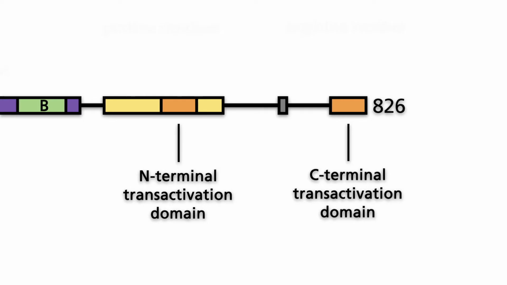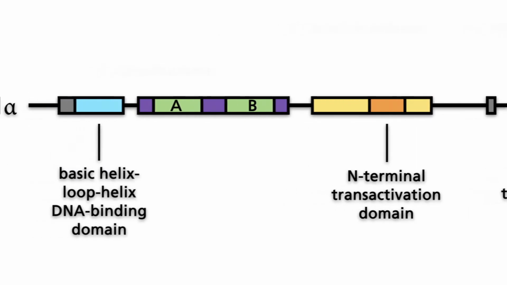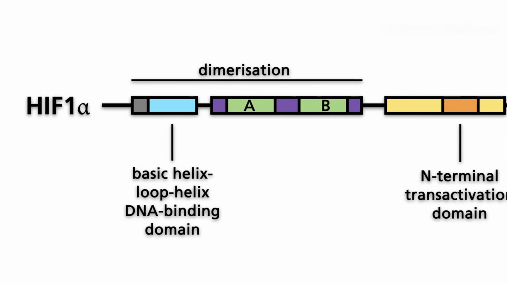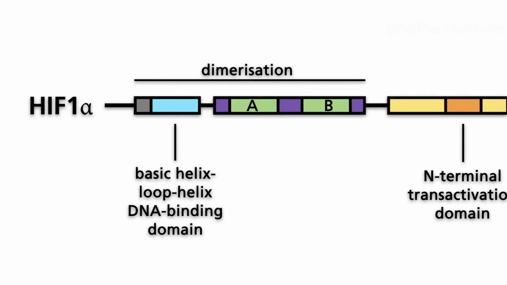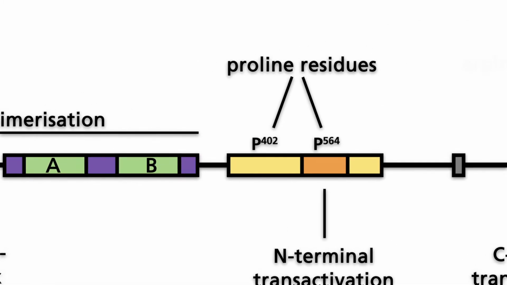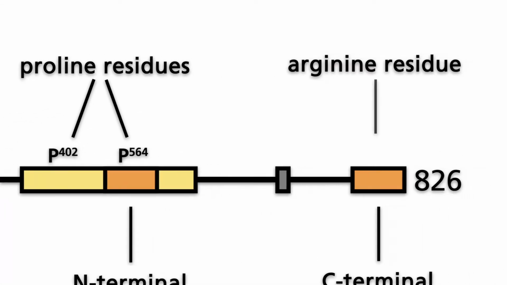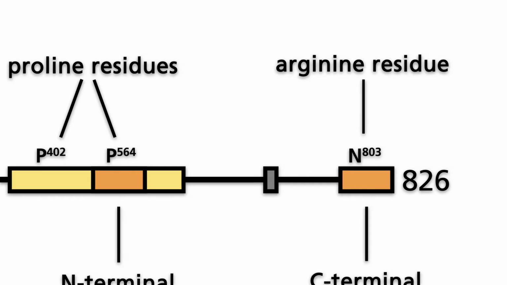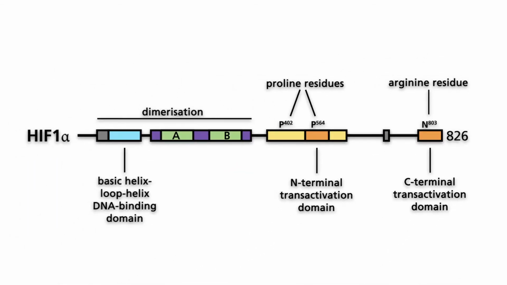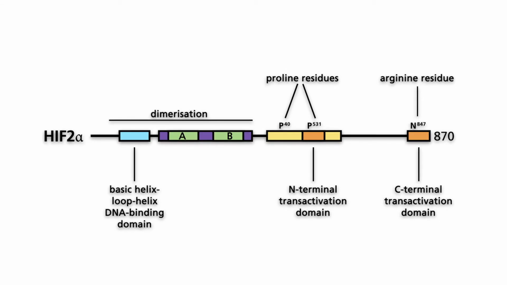In addition to the helix-loop-helix domain, an adjacent domain is essential for dimerization with an HIF beta subunit. The proline residues are crucial for protein stability, and the arginine residue regulates transcriptional activity. The HIF2 alpha subunit contains domains similar to those in HIF1 alpha.